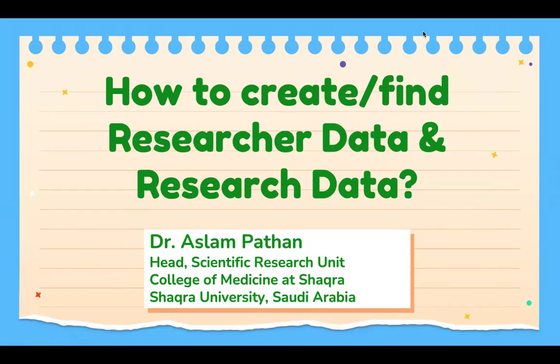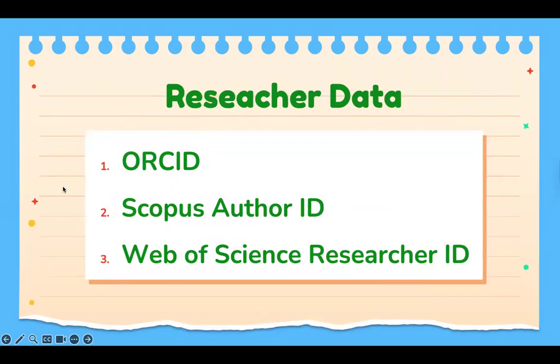How to create or find researcher data and research data. Let us see. The researcher data includes three components. The first one is ORCID. Second one is Scopus author ID. And third one is Web of Science researcher ID.